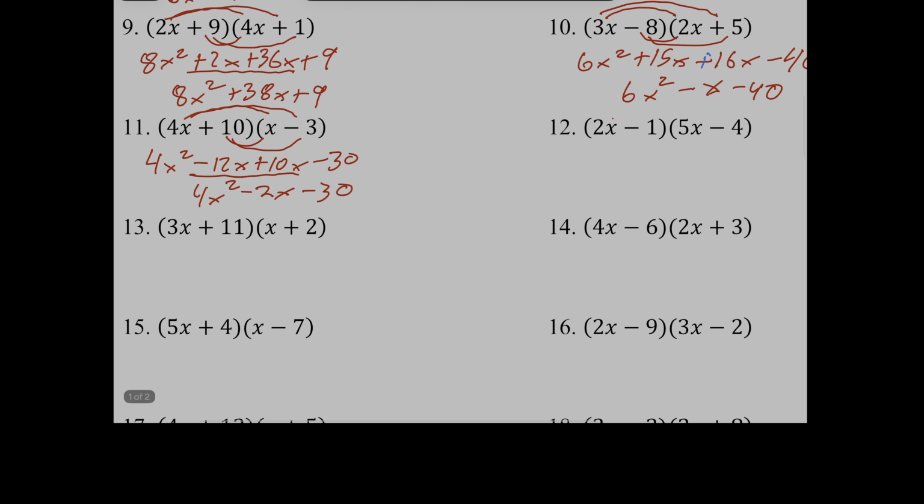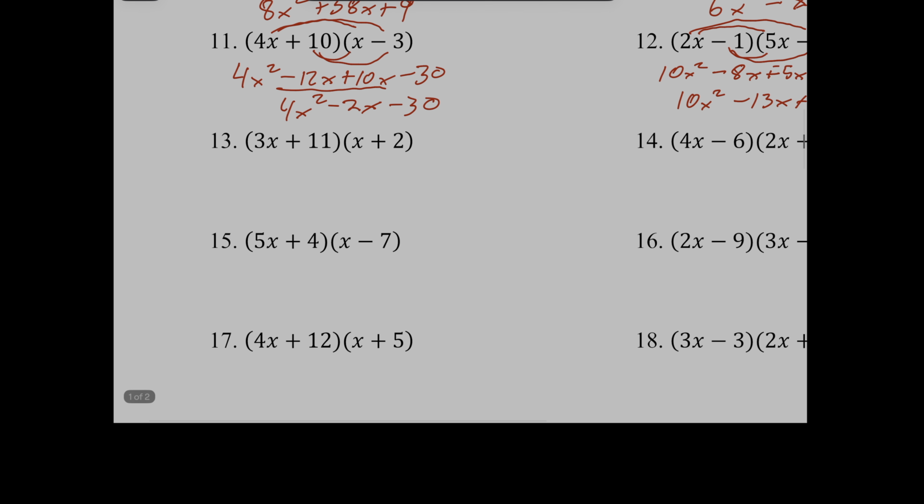Let's go to number 12. First, 2x times 5x is 10x squared. 2x times negative 4, that's minus 8x. Negative 1 times 5, that's a negative 5x. And a negative 1 times a negative 4 is a positive 4. Add a line, change the sign. Both signs are negative, so I'm just going to add them up to a negative 13x.